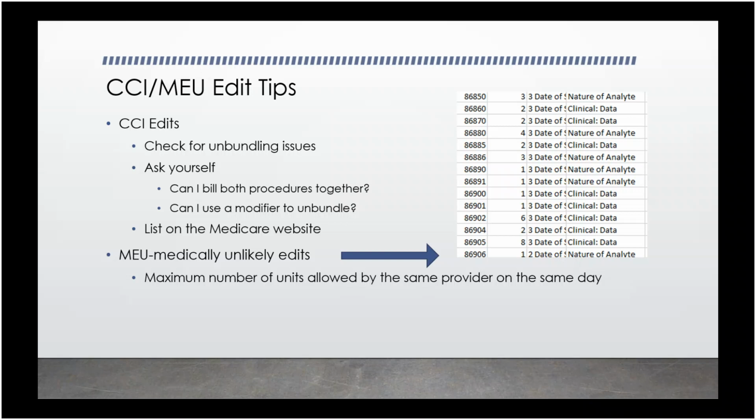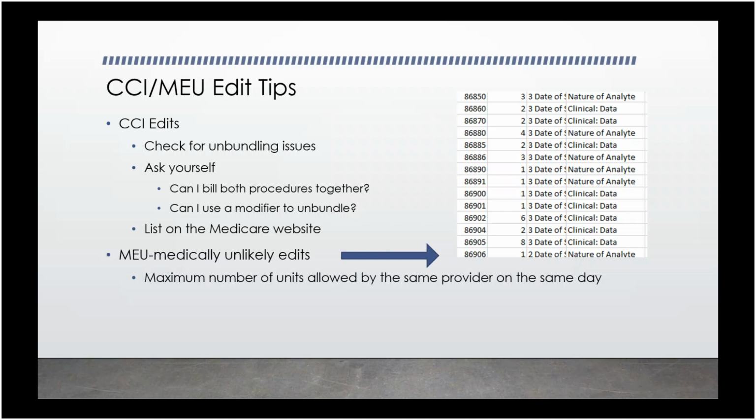So the CCI edits are specific for unbundling issues, to make sure that you understand that in certain situations you can assign modifier 59, and that's on the codes that specifically say separate procedure in the CPT. So what you need to ask yourself is, can I bill both of these procedures together, and can I use a modifier to unbundle it? In the Excel spreadsheets, as we go over the ones that are coming up, it's going to specifically show you that.